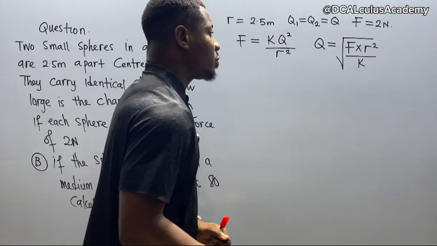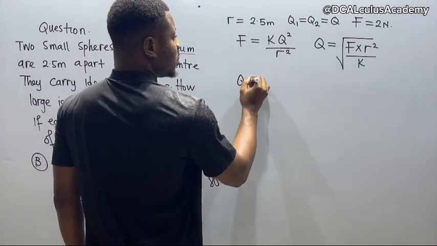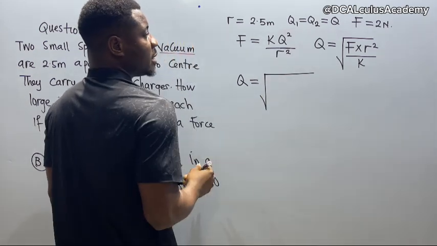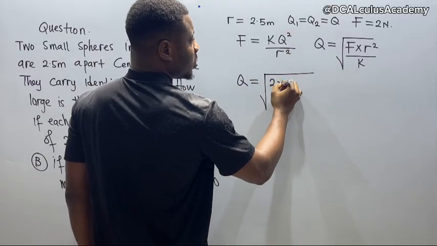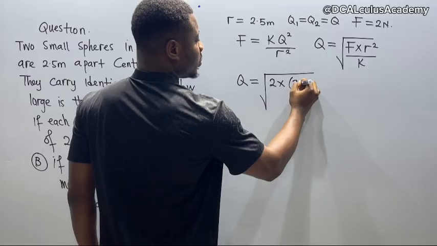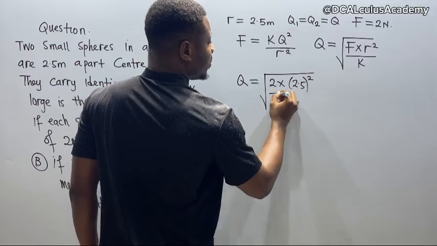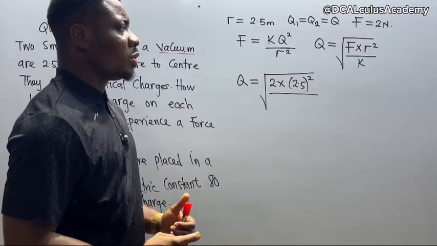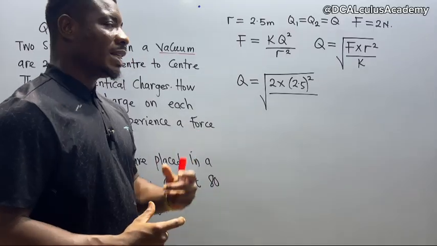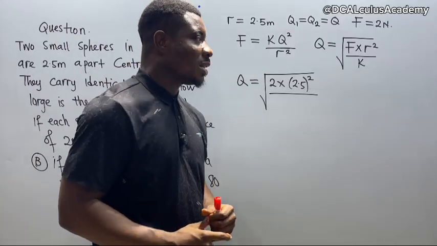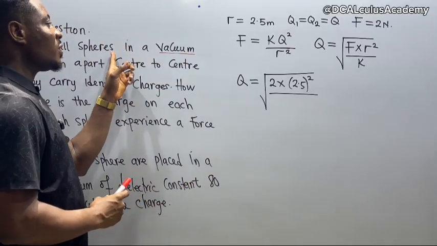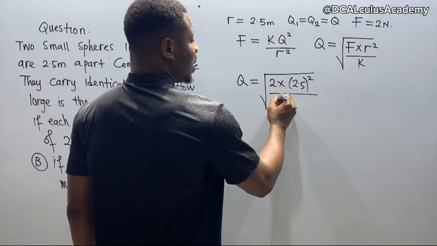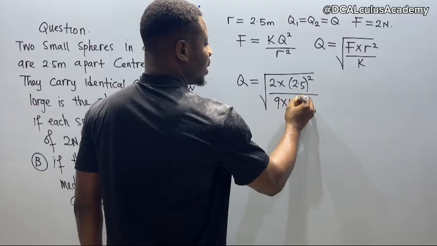So the value of Q becomes the square root of, where I see F, I'll put 2, so it becomes 2 times 2.5 squared divided by k. Now, the next question is what value of k am I going to be using? Is it k for medium or is it k for free space? Because the question said the spheres are in a vacuum, our value for k should be 9 times 10 raised to power 9.